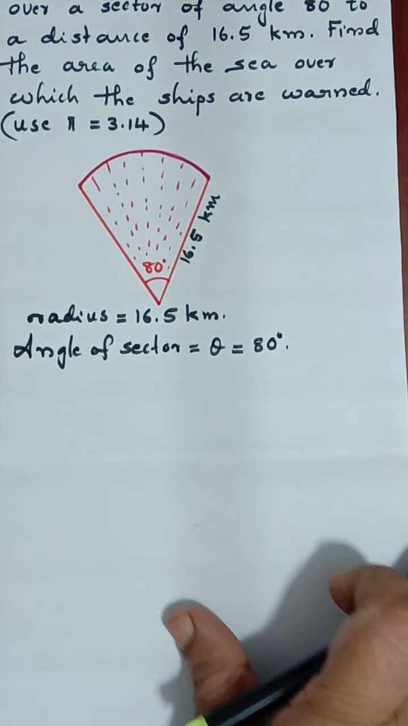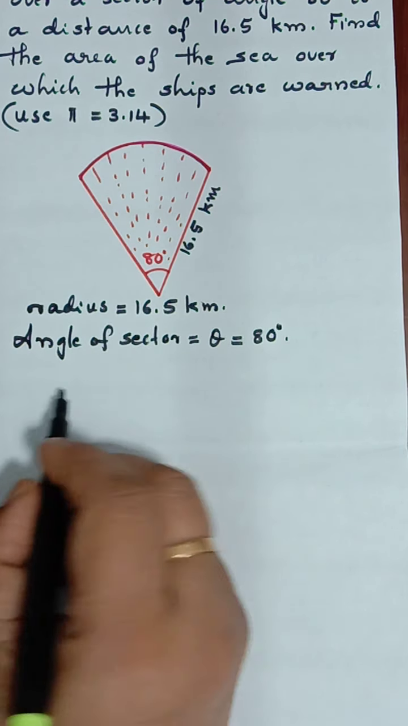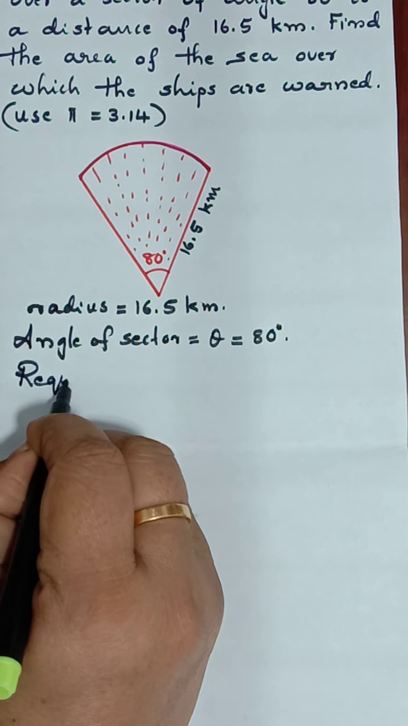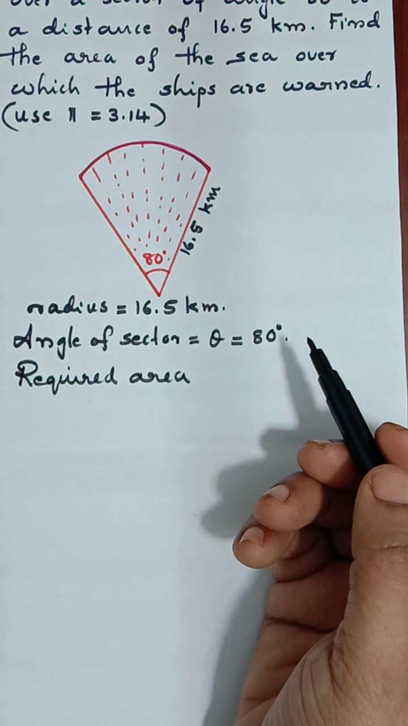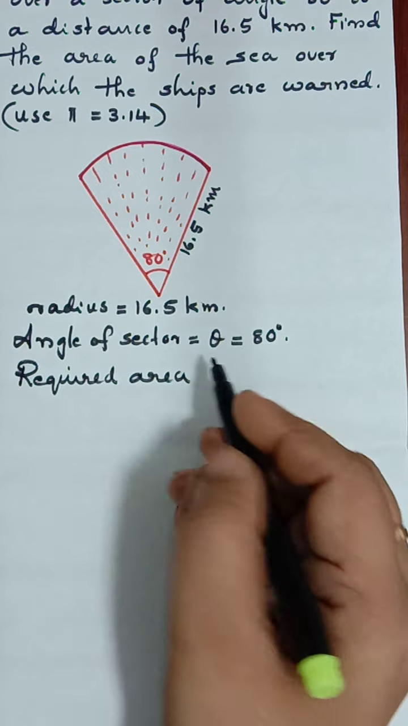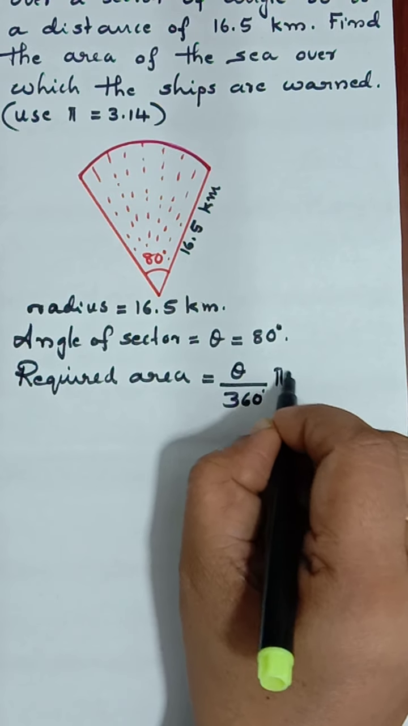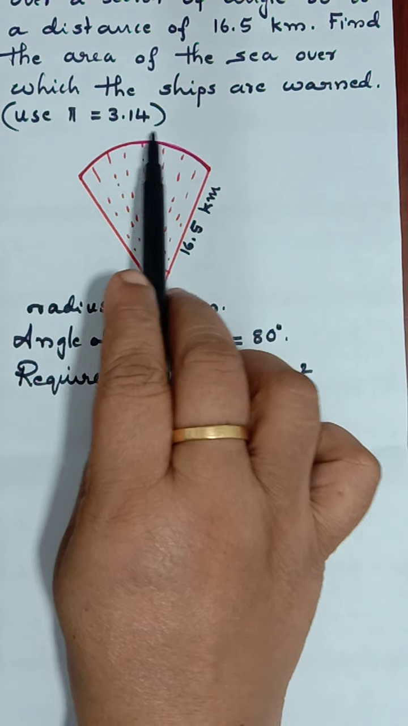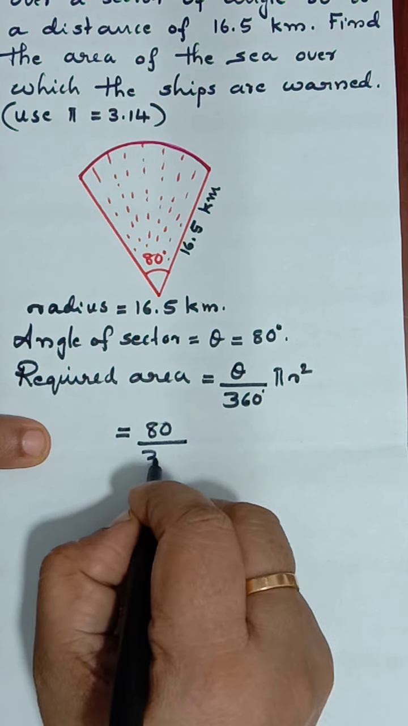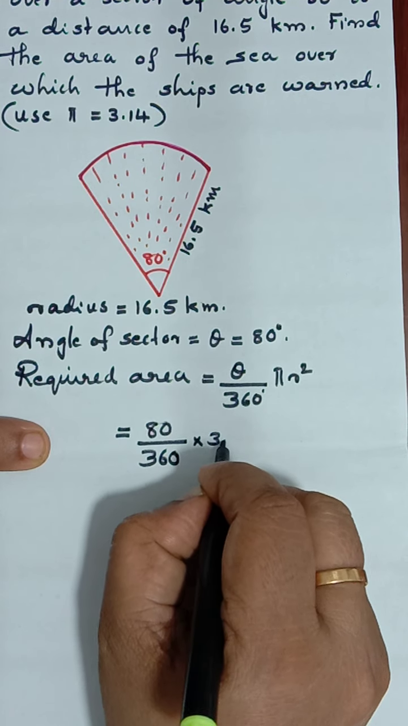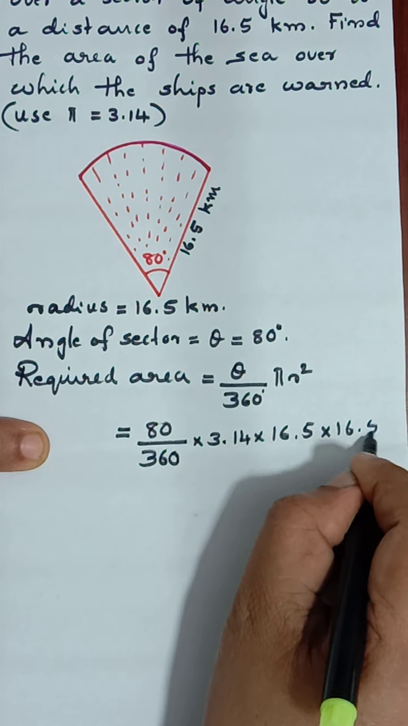Now we substitute in the formula. The required area, as it is said in the question, the area of the sea over which the ships are warned, equals theta by 360 into pi r square. Here the pi value is given to us, that is 3.14. Let us substitute: 80 divided by 360 into 3.14 into radius 16.5 into 16.5.